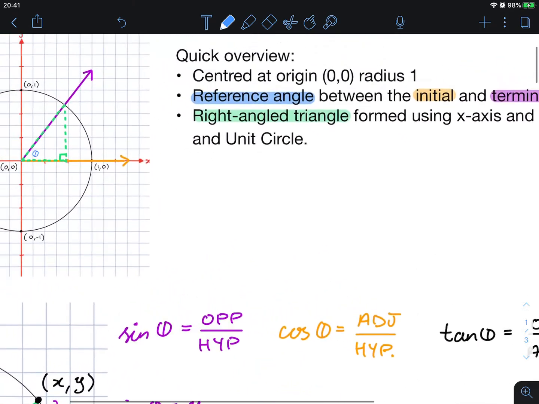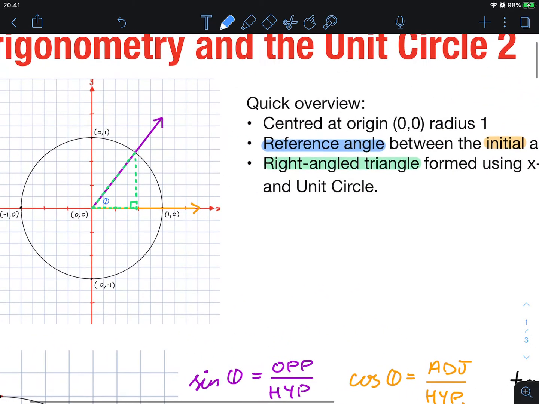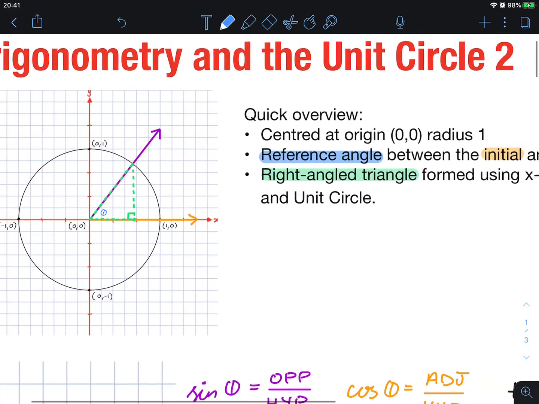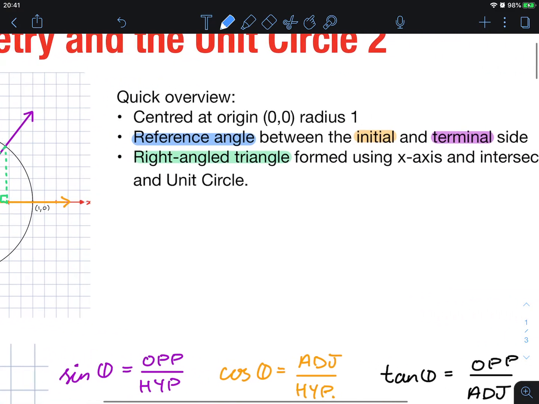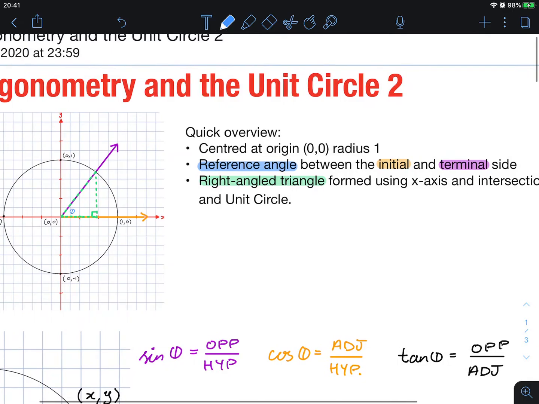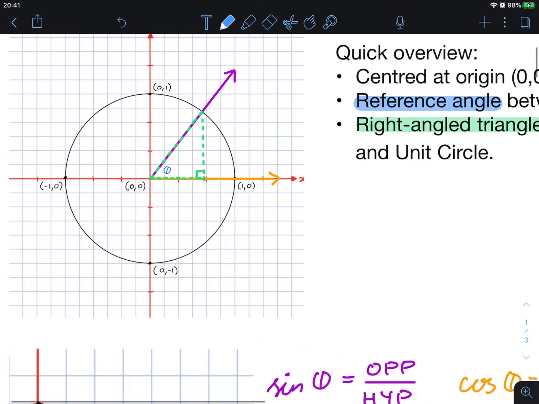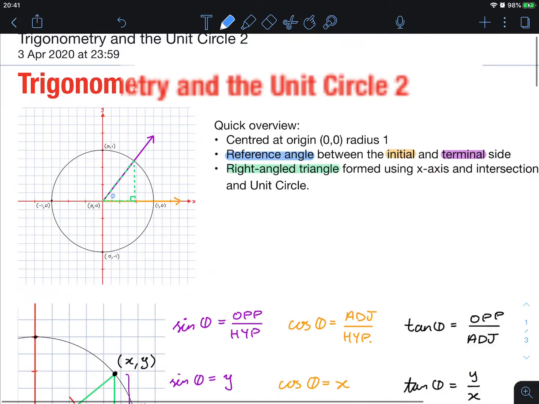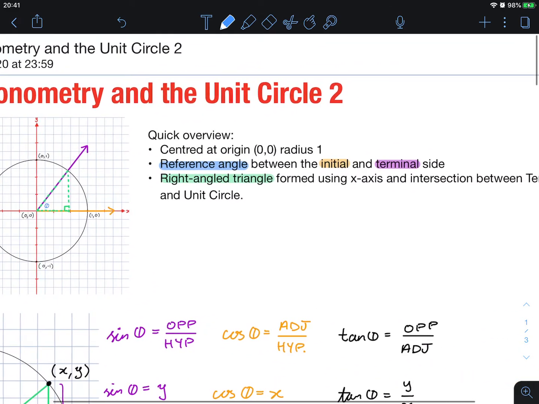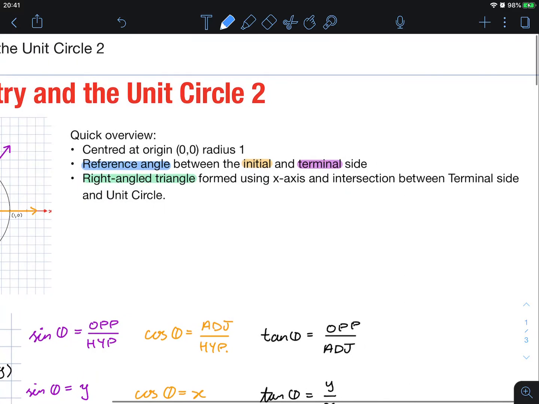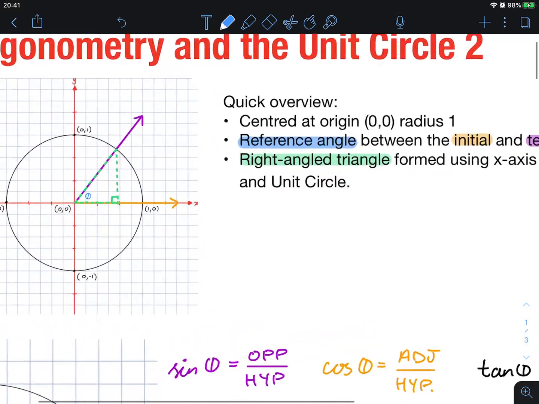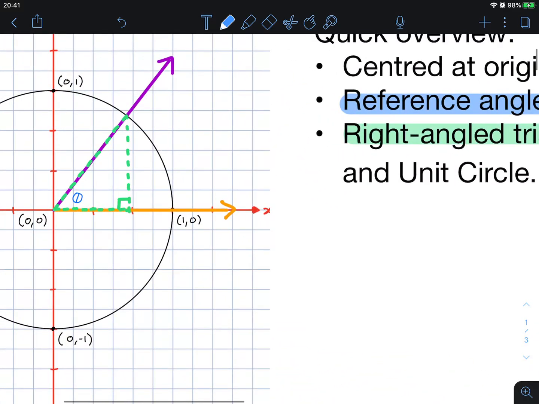Just as a quick overview, in the previous video we learned about the unit circle, how reference angles are made between the initial and terminal side. So the initial side here, terminal side there. And the right angle is formed using the x-axis and the intersection between the terminal side and the unit circle. So that triangle there is what we are generating.